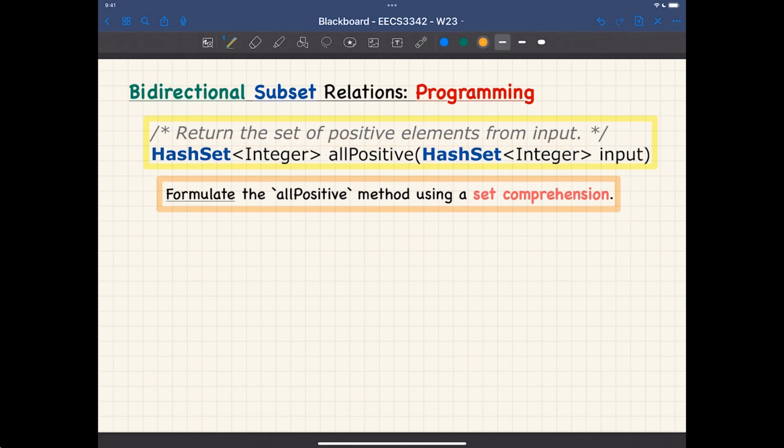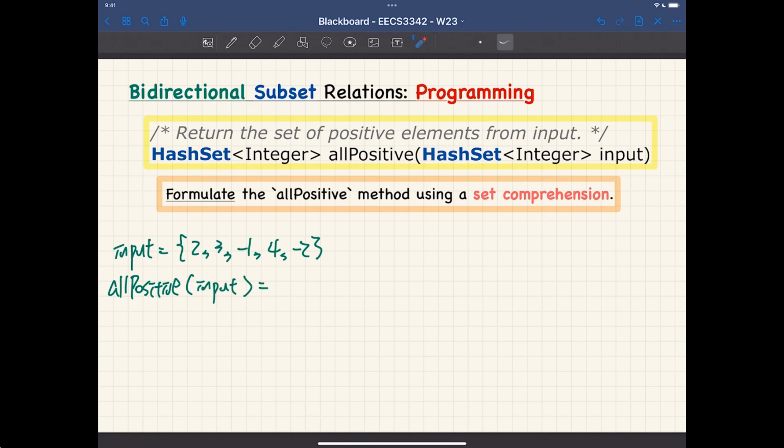Let's say, for example, if I got my input that looks like this, let's say 2, 3, minus 1, 4, and minus 2. In that case, if you call all positive upon the input, it's just going to filter out anything that's not positive. You're going to filter out the negatives, and it's going to give to you 2, 3, and 4. That's a very quick example. At least you know what it is doing.